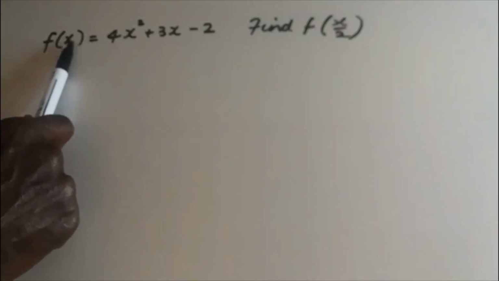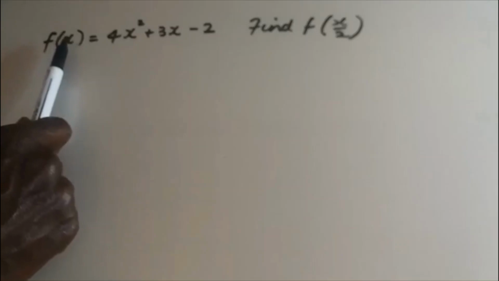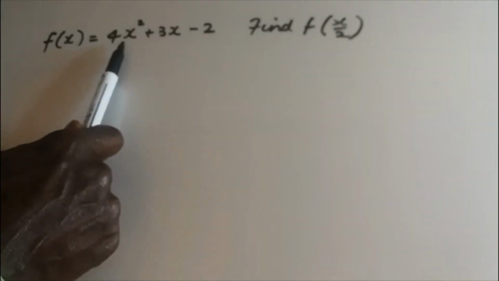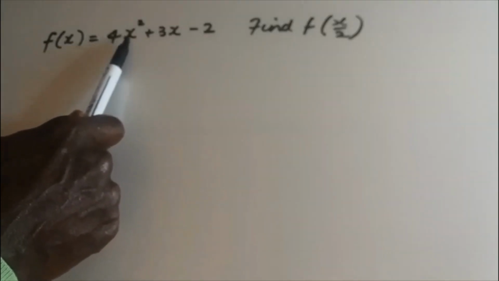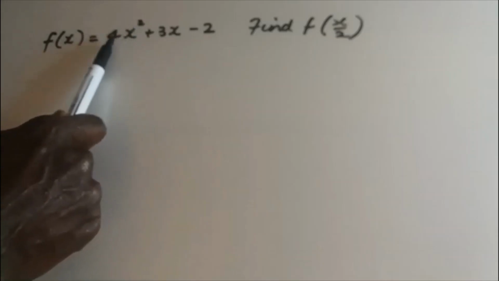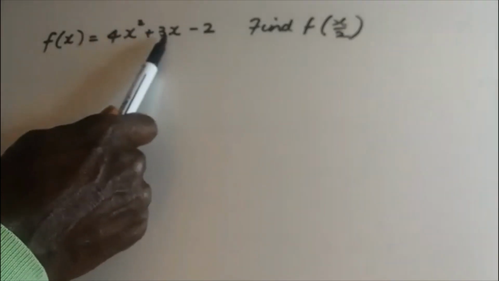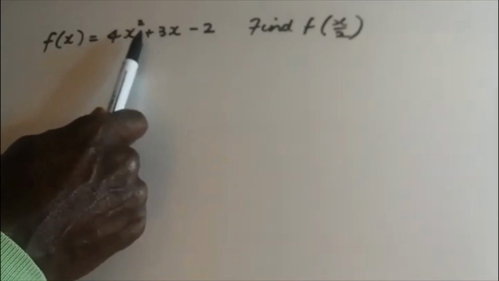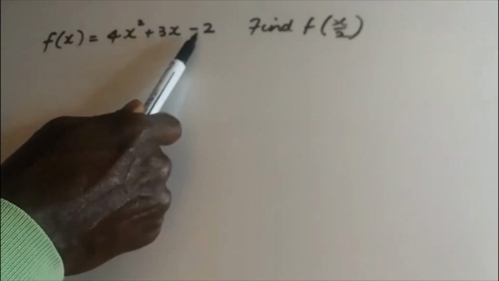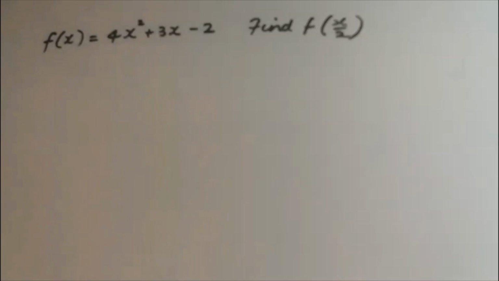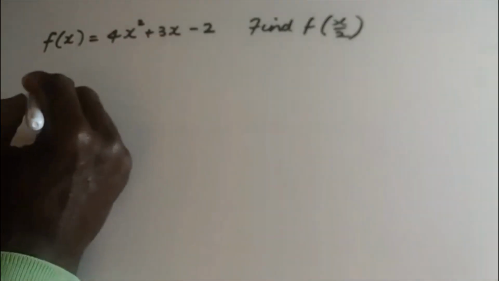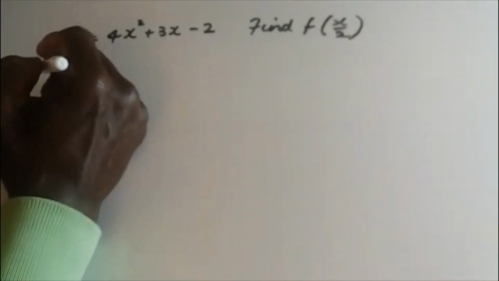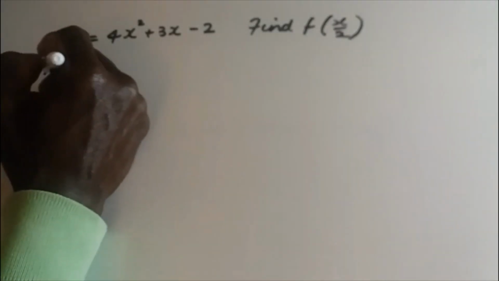X is the input, and whenever you get the input, the rule is that you square it, then you multiply it by 4, you multiply it by 3, you sum that with -2, and you have the result. So let's do that for the input, a half x, or x over 2.